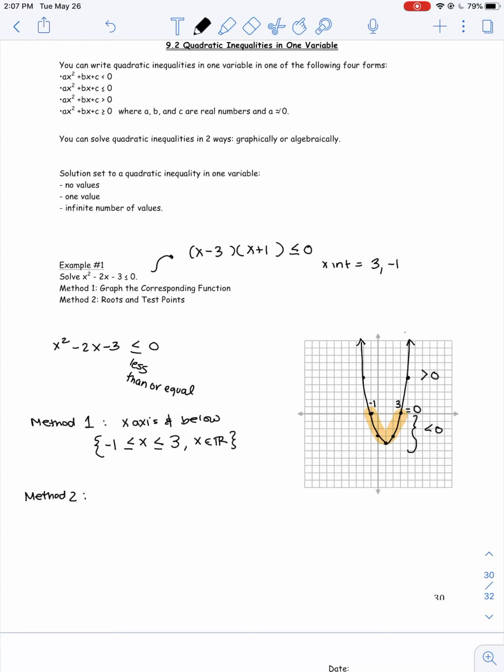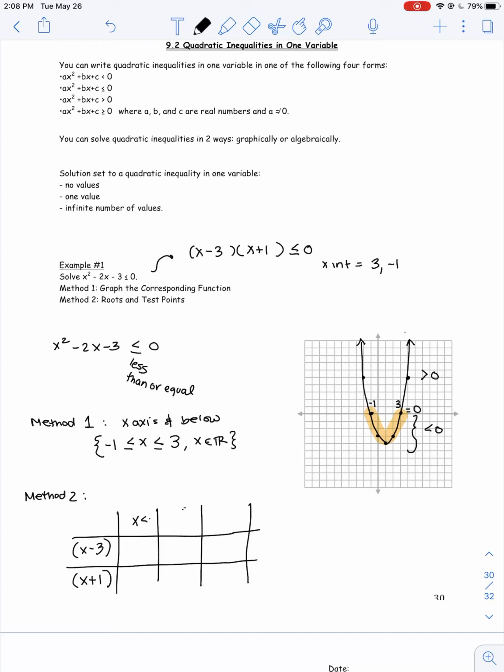So method 2 is a method I like because it corresponds to something that you're going to learn in calculus. So what you would do is split your expression into the factors. One factor is x minus 3, the other factor is x plus 1. These two will multiply to give us x squared minus 2x minus 3. And then I would split my graph into 3 regions.